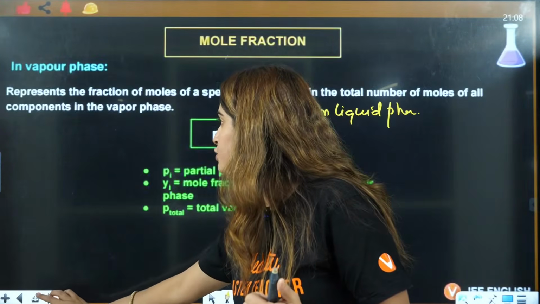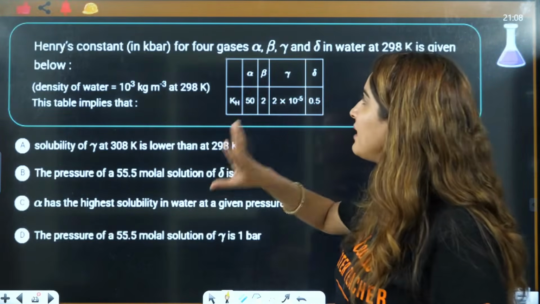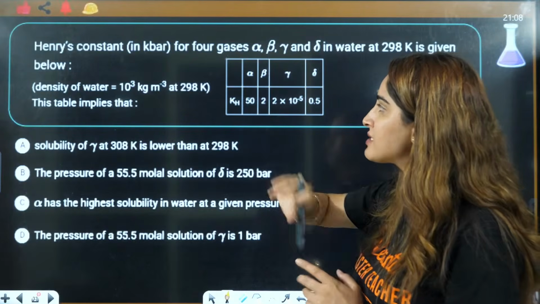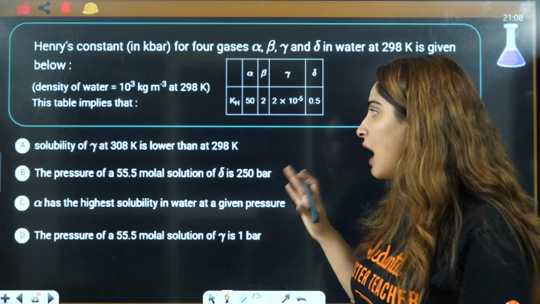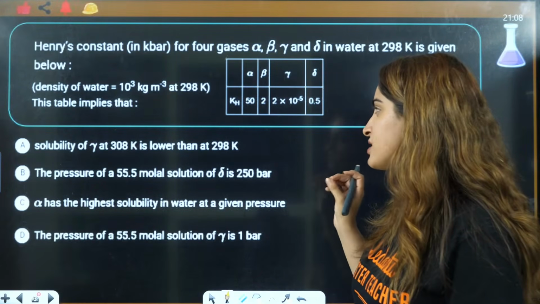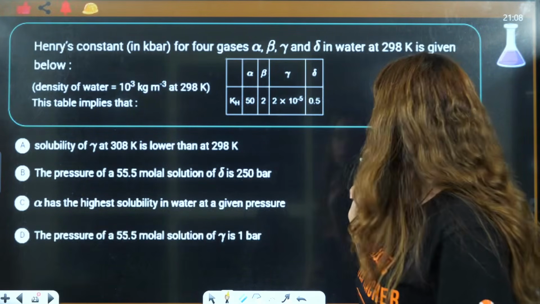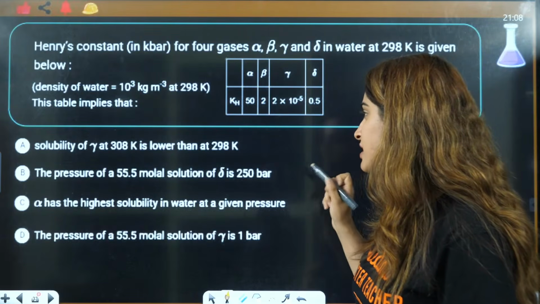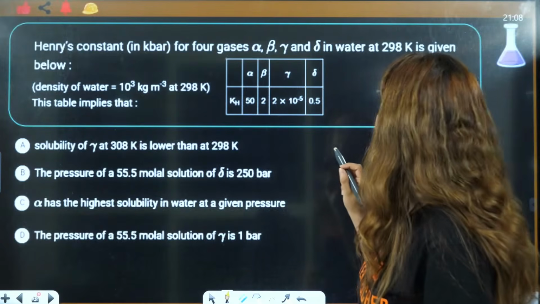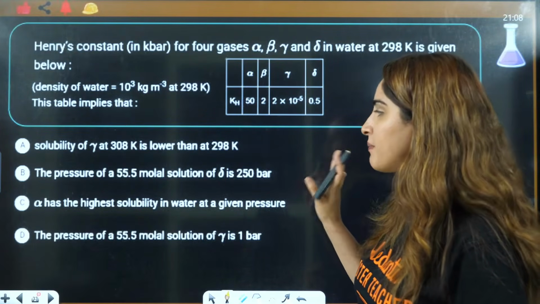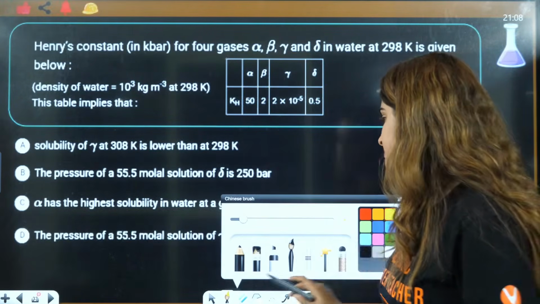Okay, understood? Now let us talk about this question. Henry's constant for 4 gases is given to us, and density is given to us. What does this table imply? Solubility of gamma at this temperature is lower than at this temperature. The pressure of 55.5 molar solution of gamma is 250 bar. Alpha has the highest solubility. The pressure of this molar solution is 1 bar.